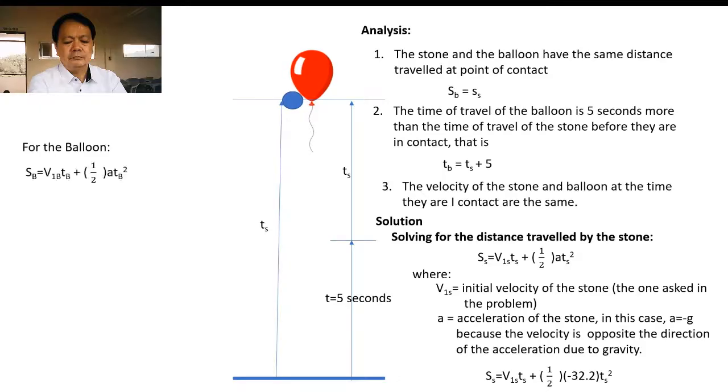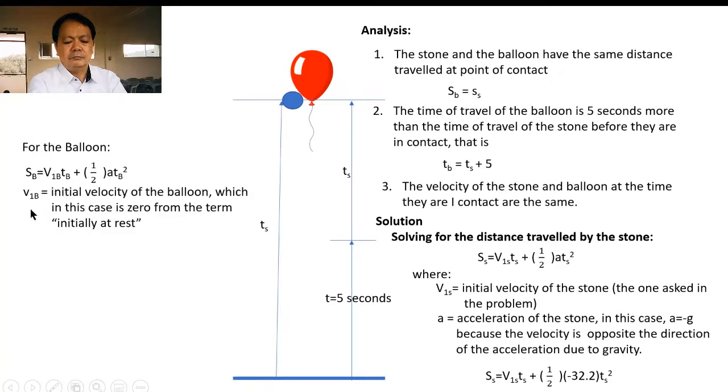Whereas for the balloon, the distance traveled by the balloon shall be taken using the same formula: V sub 1B times T sub B plus 1/2 of A times T sub B squared. Here, V sub 1B is the initial velocity, and in this case it is 0 because it is initially at rest. Meanwhile, T of the balloon is T of the stone plus 5 seconds. The T of the balloon is longer.